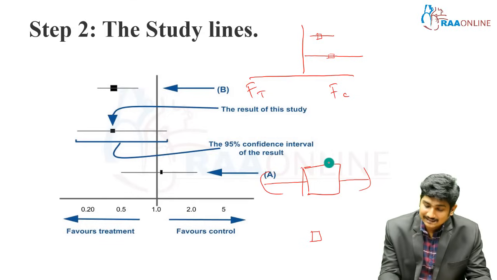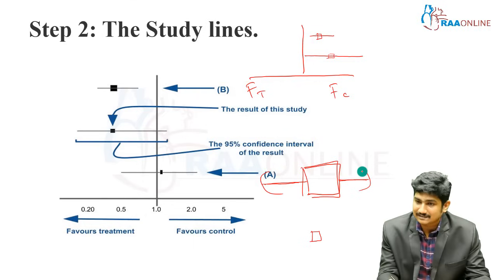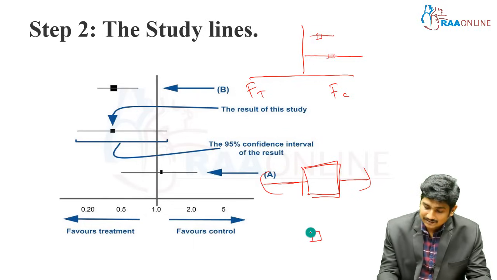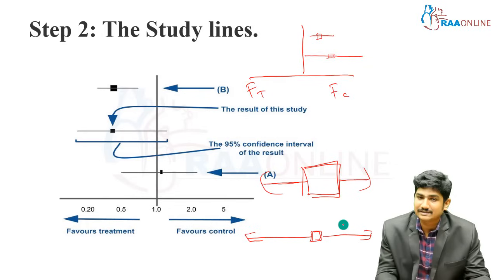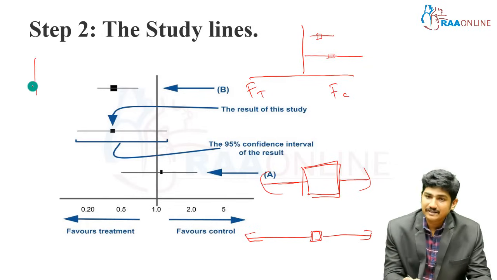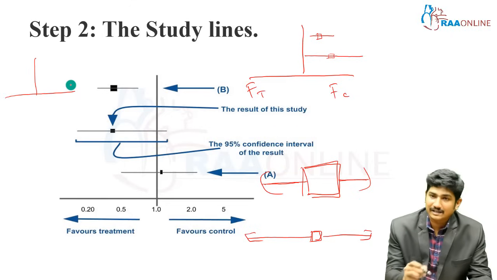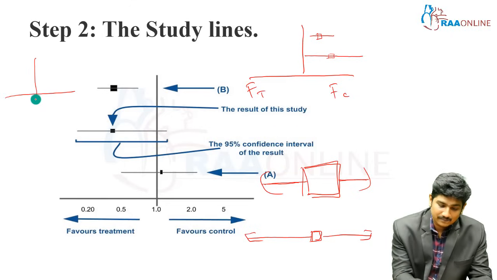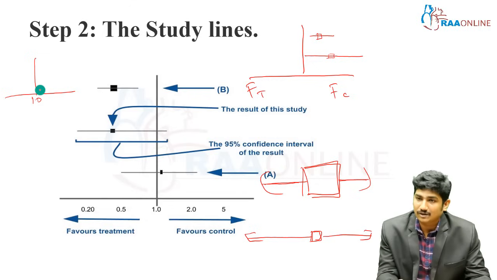When the box size increases, this horizontal line, the confidence interval line, decreases, okay? Similarly, when the box size is very small, the confidence interval line also extends. Okay, so this is the next step you need to learn. So first we have drawn a null line, then we have drawn a horizontal line. The null line is the point where there is neither benefit nor a difference.